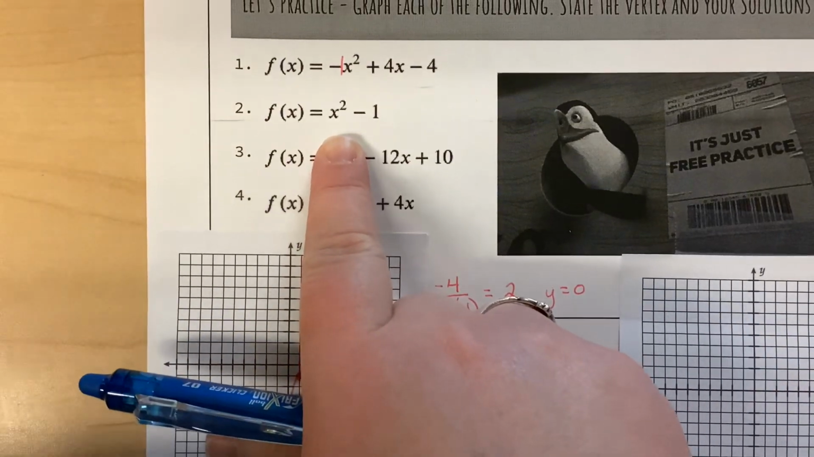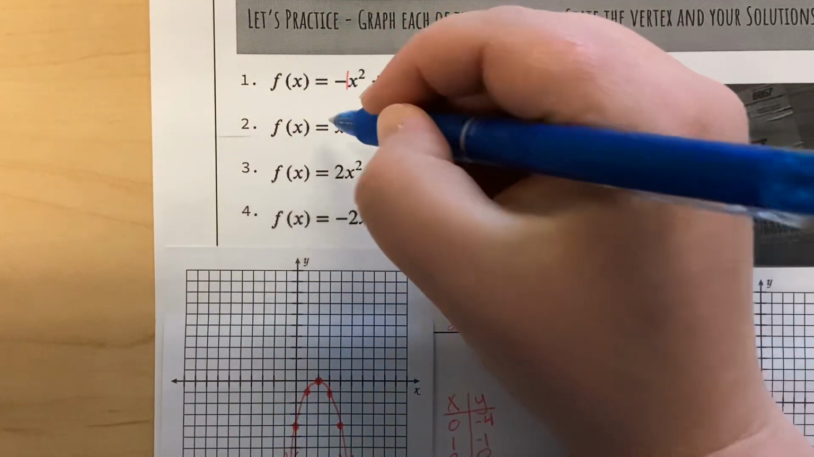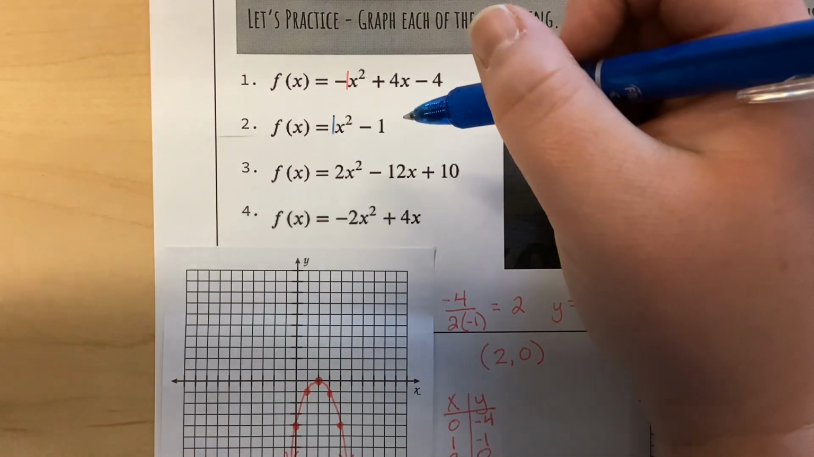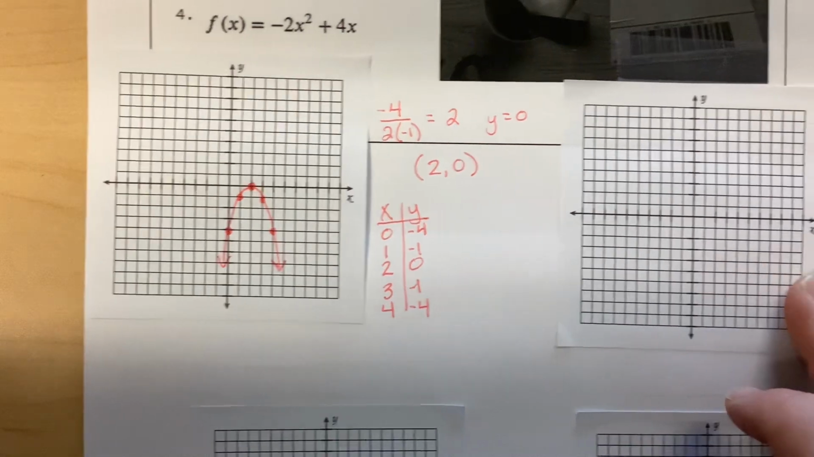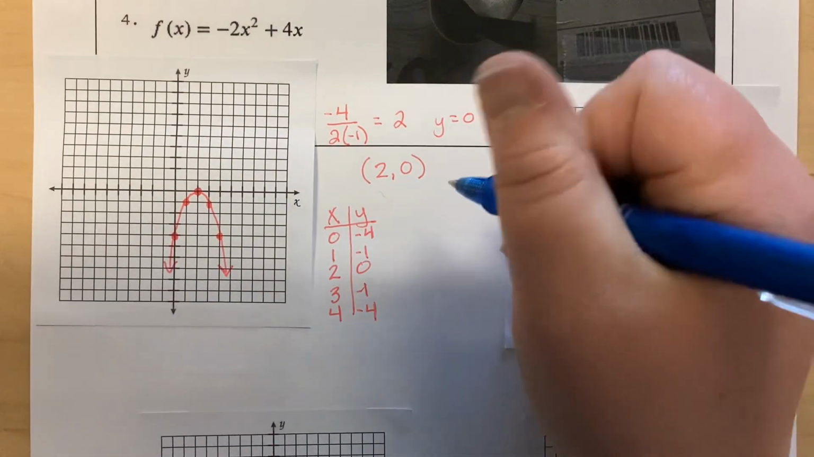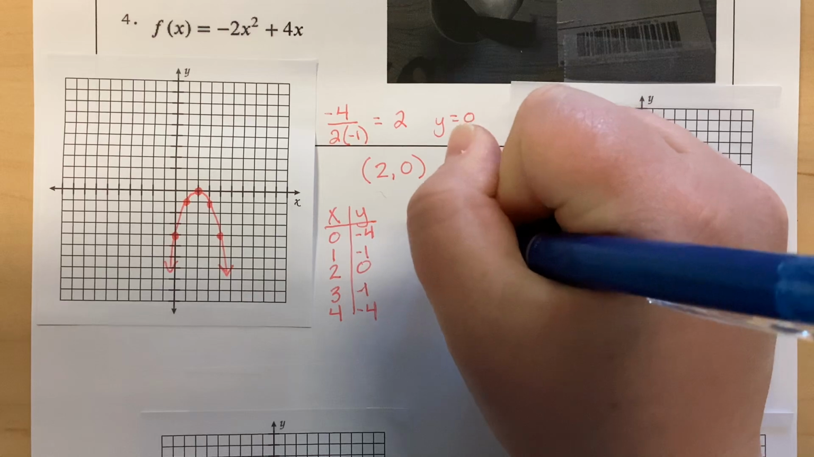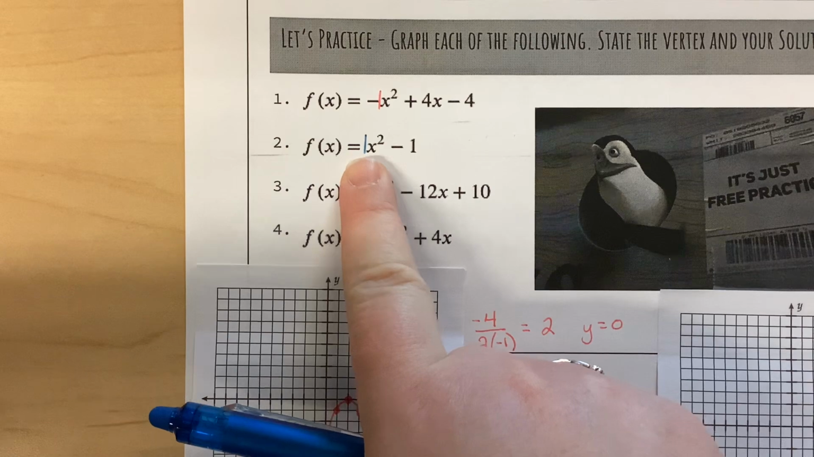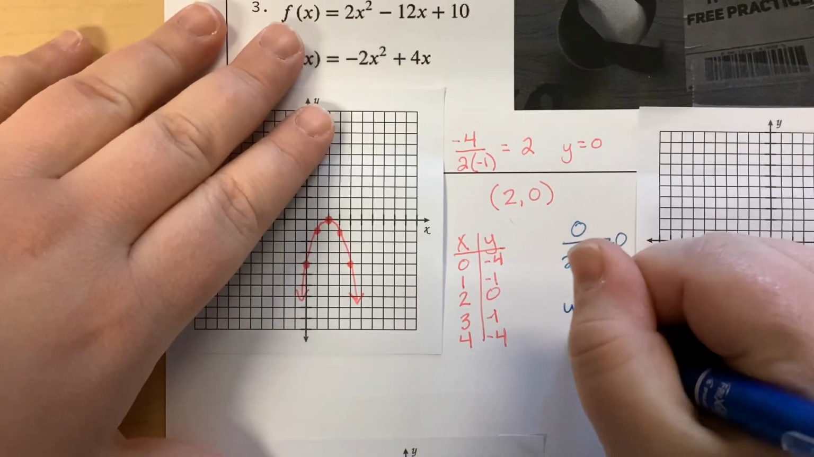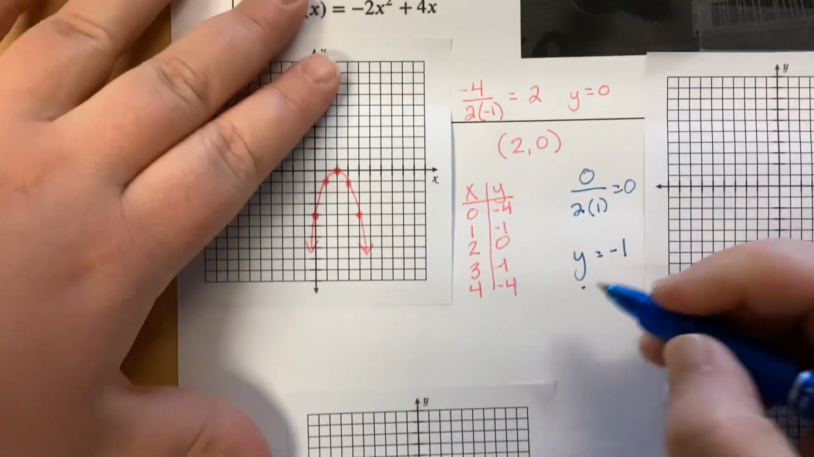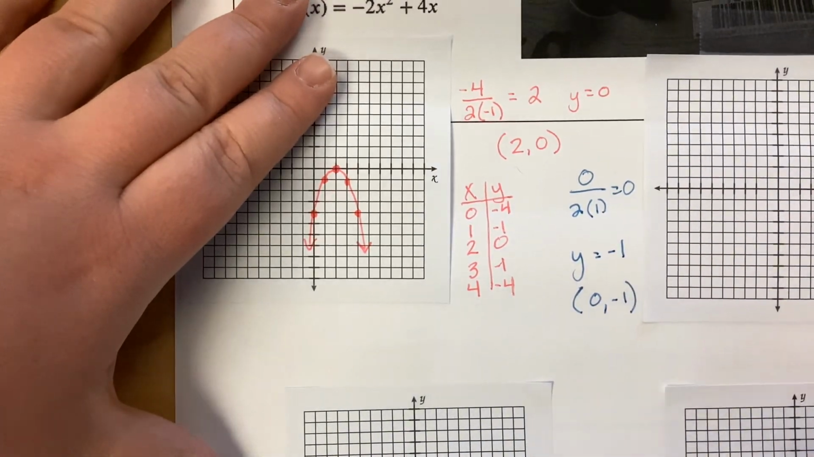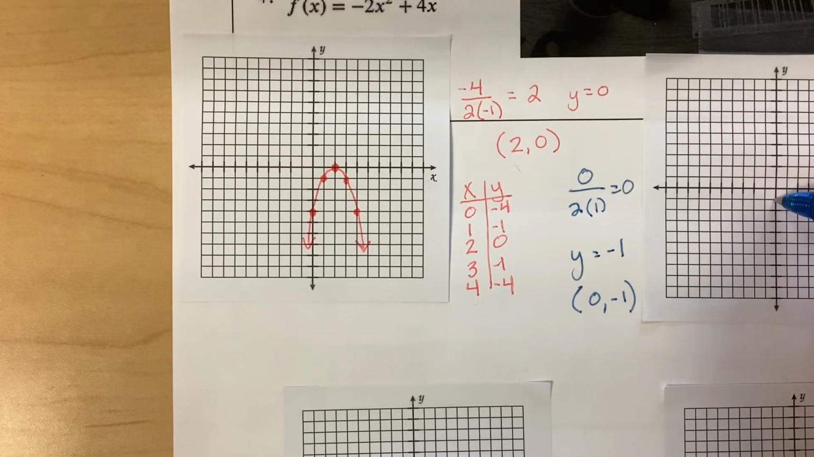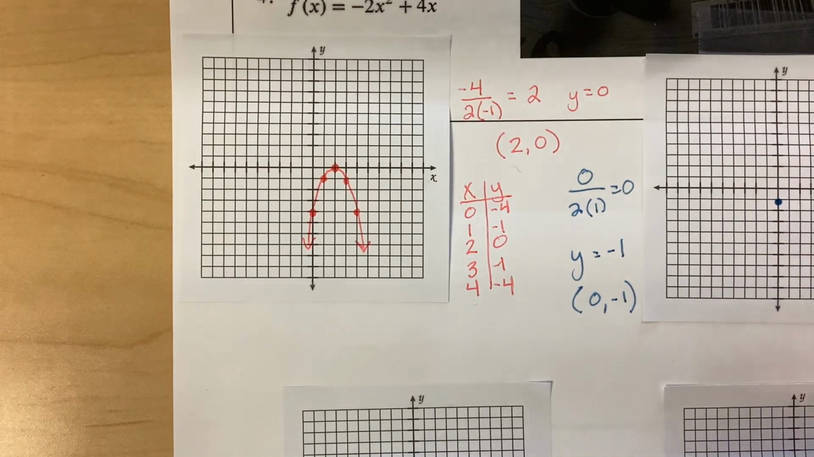This one we have x squared minus 1. So my a is 1, b has to be 0 because there's no x term, and c is negative 1. So let's do that work over here. So the opposite of b is still 0. So 0 divided by 2 times 1 is going to be 0. Now if I plug 0 in here, the x term goes away, so I'm just left with negative 1. So y is negative 1, meaning that my vertex is 0, negative 1. Okay, so we're going to plot that point, 0, negative 1, and then we are going to create a table.